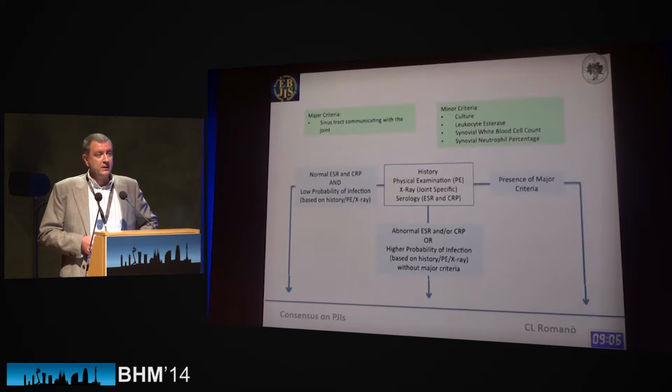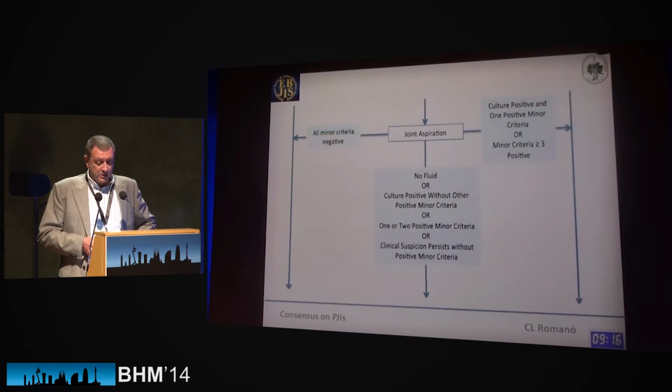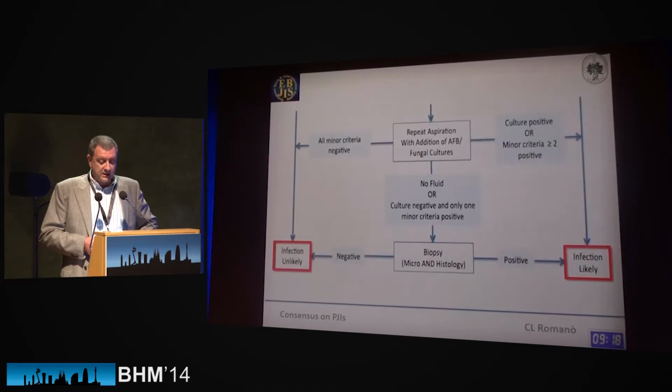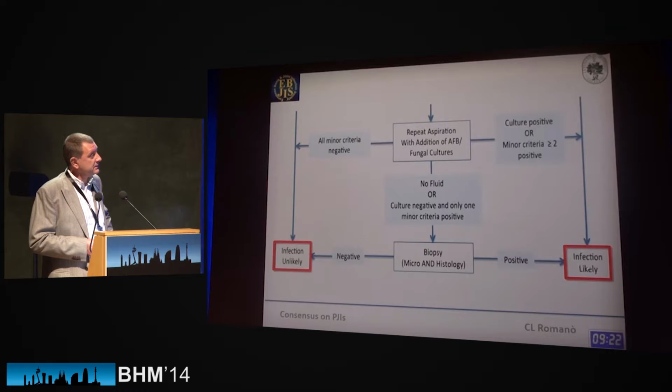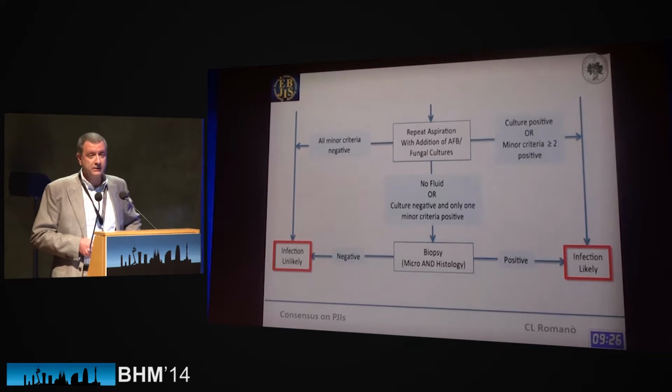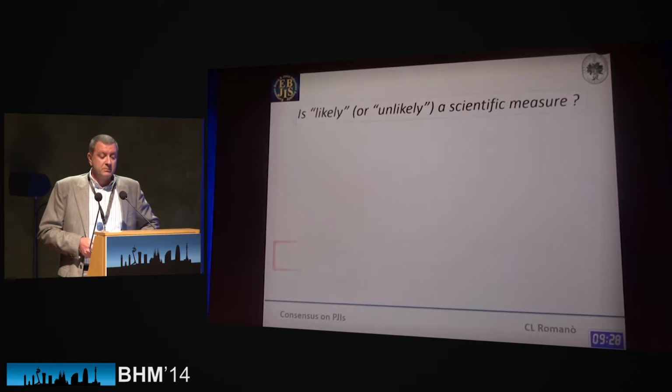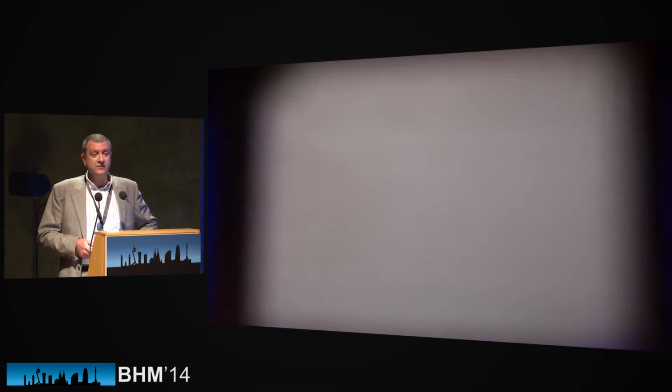I don't know how many went in detail across this. We have no time to do that now, but I will show you something. This is a long tree, and the root of the tree is the conclusion: if infection is likely or unlikely. Now my question is simple. Is likely or unlikely a scientific measure?